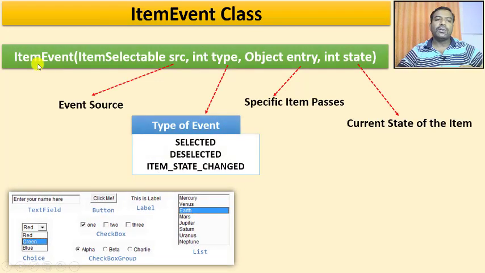Hence, this has a constructor which is going to be the event source, and I'm going to have the type, which can be selected, whether an option has been selected or deselected. Right now I am going to click on this checkbox, it is selected. Again, if I click on the same checkbox, it is deselected. And this is where the event will be raised. Whenever you click, the event is raised. When I click again to deselect, the event is raised.